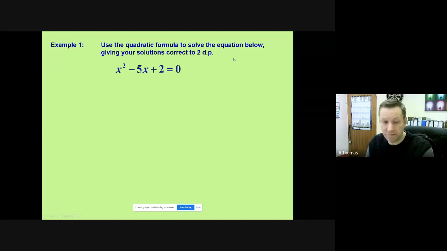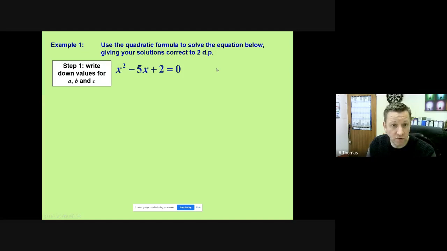So it's the same steps every time, right? You'll only do this once in your life, it will count, and that's for your GCSE. So learn the routine and get it right. The first thing we do is write down the values for A, B, and C. So I'm sure you would agree, A is 1, the number in front of x squared is 1, B is minus 5, and C is 2.